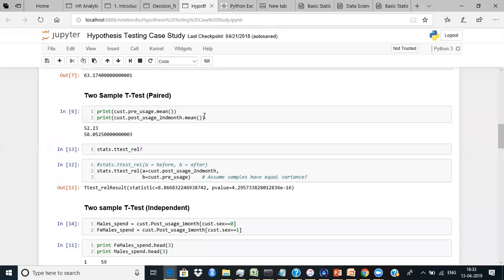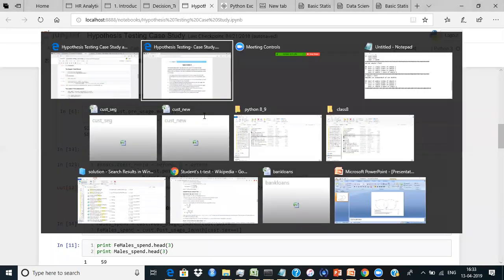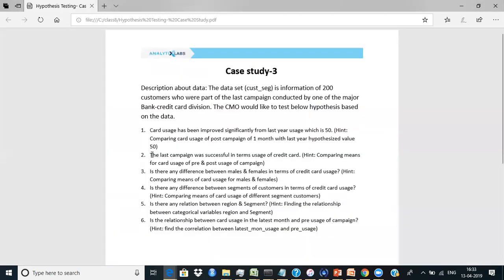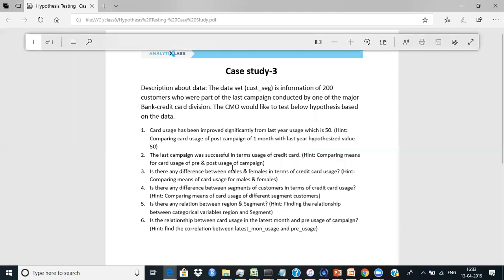Sir, we can take any alternate. Now we can also consider pre-usage greater than post-usage. Can we also do that? Look at the problem statement. What is it saying? Last campaign was successful in terms of usage. So it means that they want to test that pre-usage is less than post-usage. Only then will we say this campaign was successful. If they want to test whether the campaign was unsuccessful, then we would have used the reverse. But they will never test that, right?